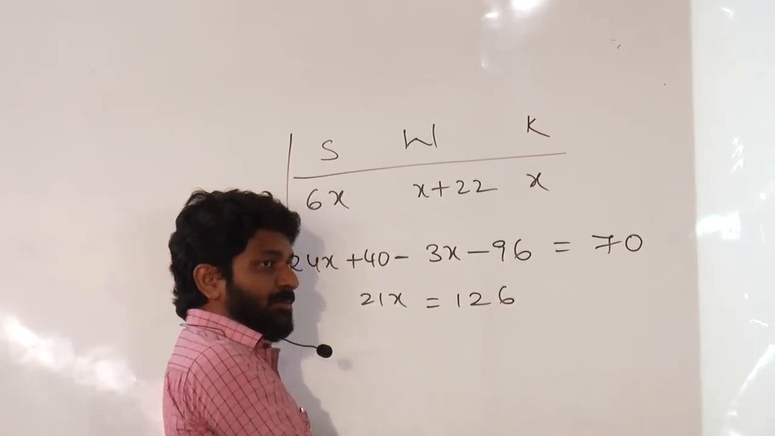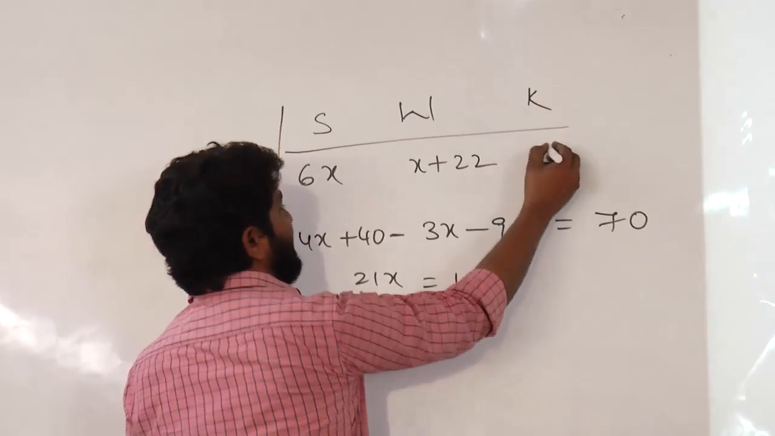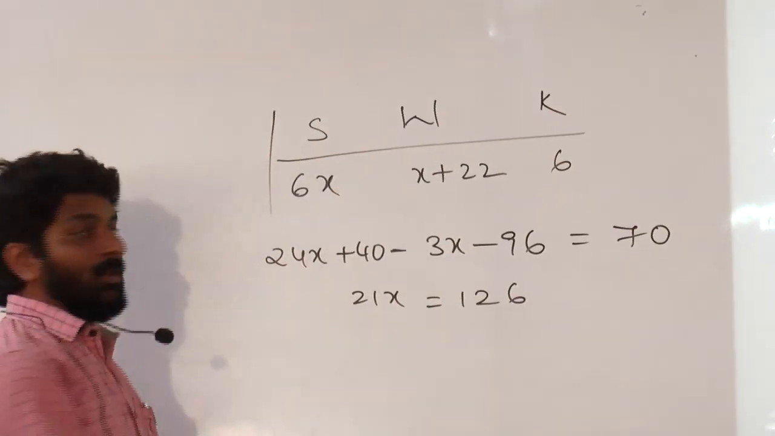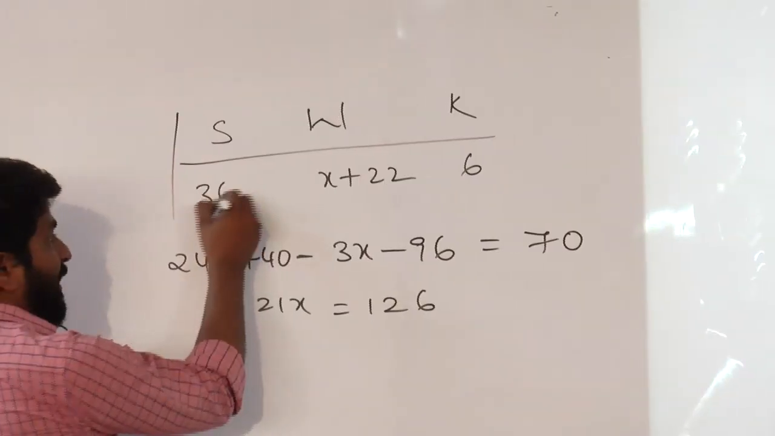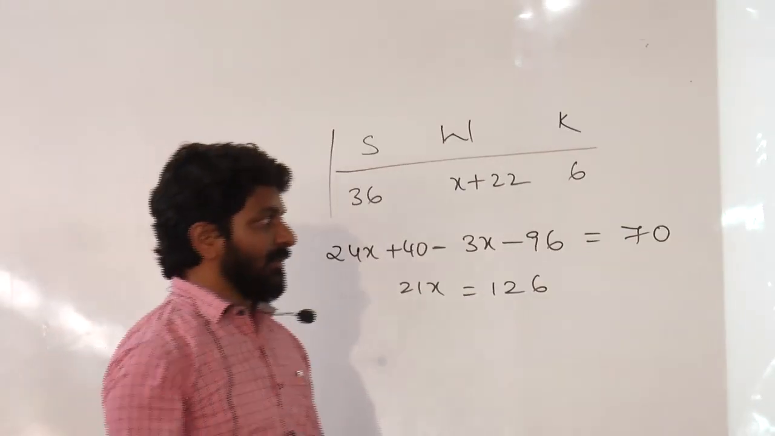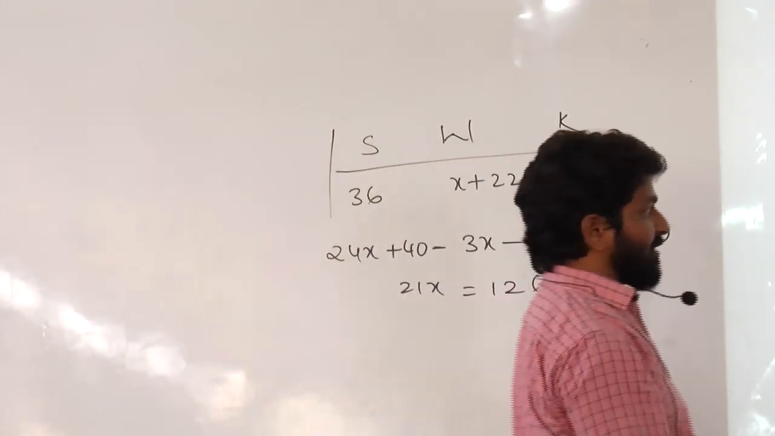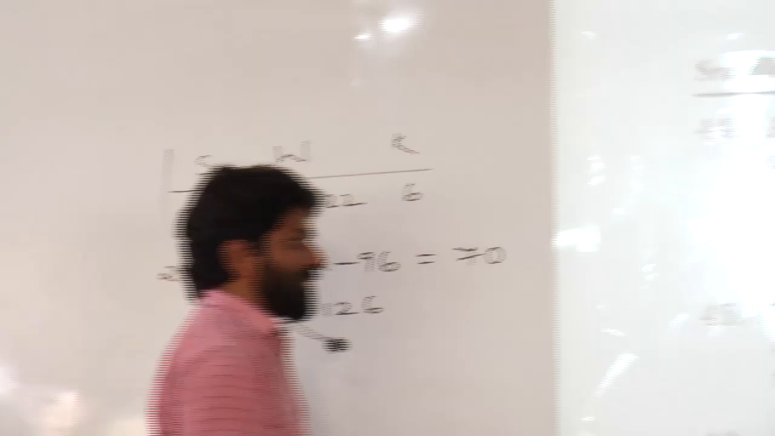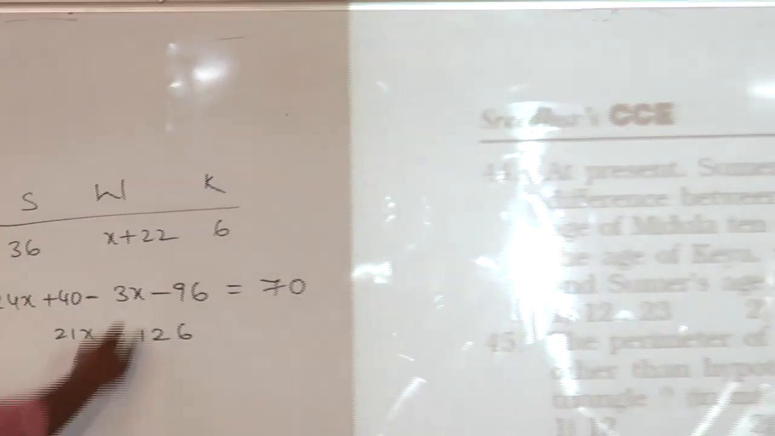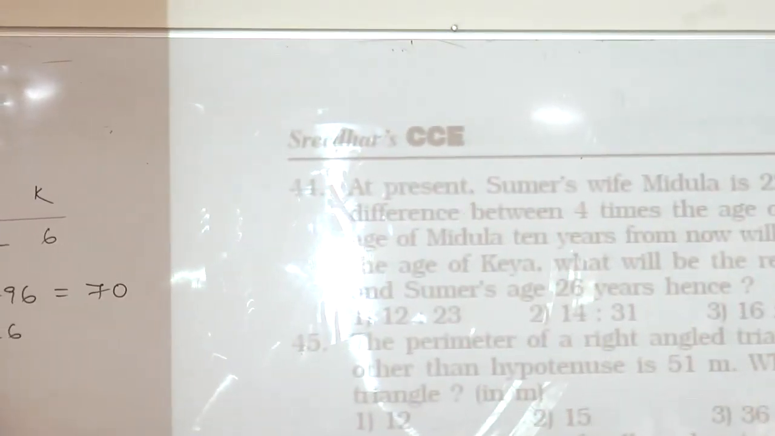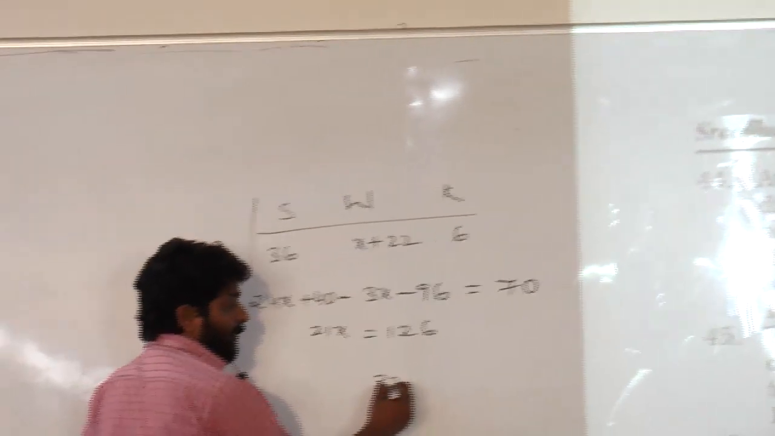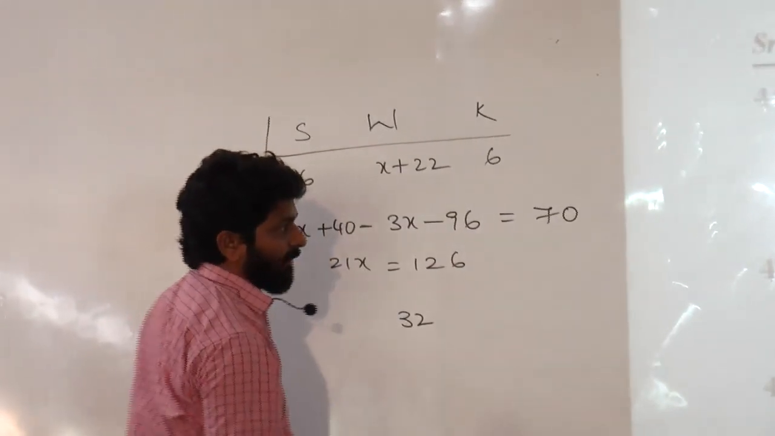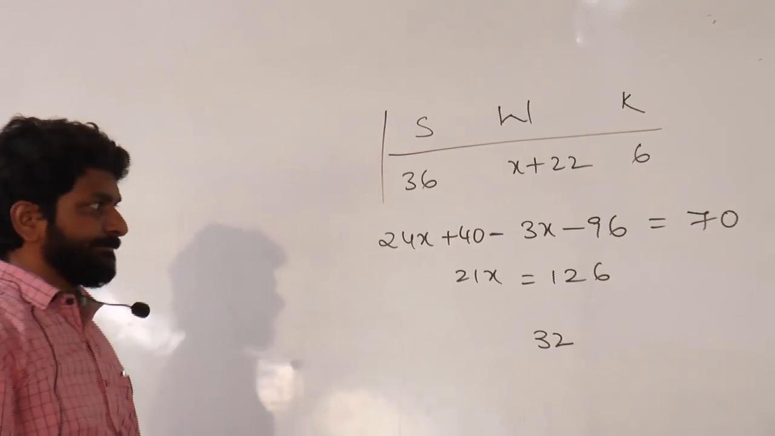X is equal to 6. So Kia's age is 6 years. Sumer's age becomes 36. And what is your question? What is the respective ratio between Kia's age 26 years from now and Sumer's age? Kia's age 26 years from now will be 32, and I think we are done with this.